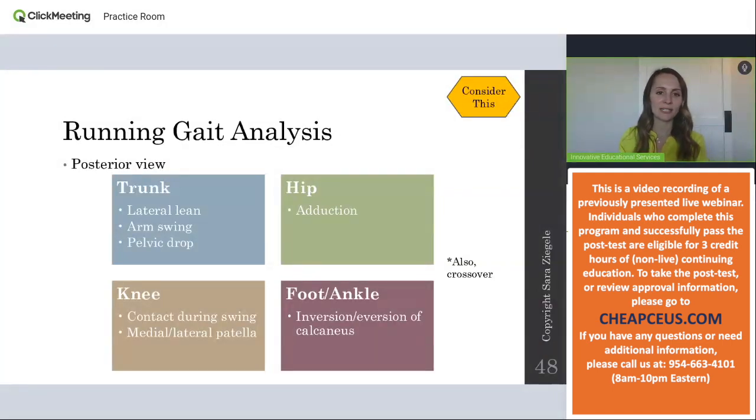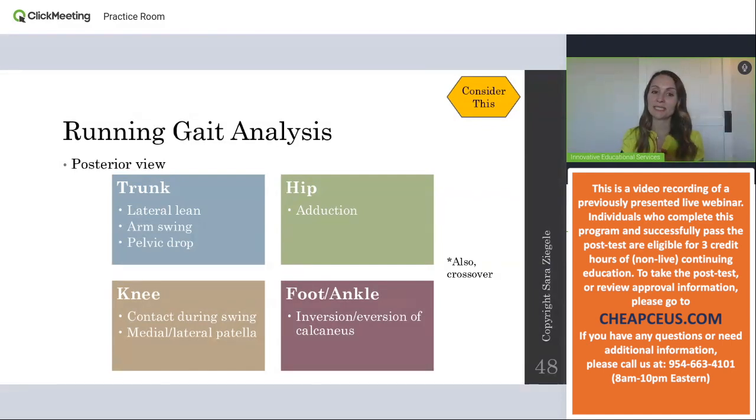We can look at adduction of the hip, and then coming down to the knee from the posterior view. Now we're going to be looking at any contact they have if they're adducting a lot, or any kind of internal rotation. And then the foot and ankle, this is where we're going to be talking about inversion and eversion of the calcaneus, or what most patients are going to be looking for information on is their pronation and supination.